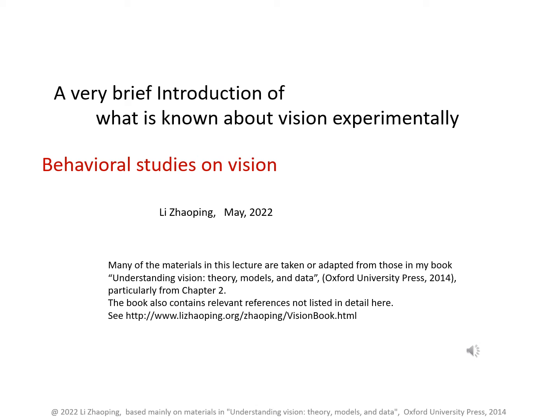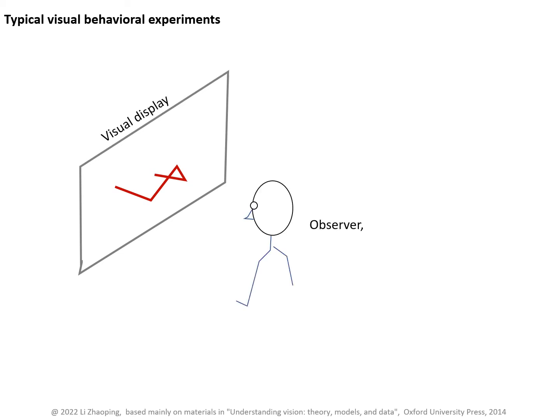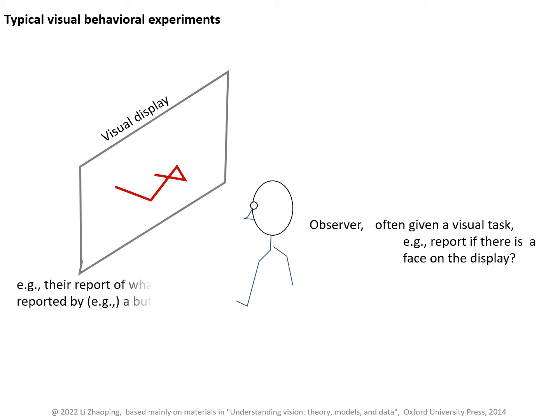Behavioral studies on vision. A typical visual behavior experiment has a visual display and an observer viewing this display. The observers are often asked to do a task, such as to report whether they see a face in the picture shown on the display screen. And the experiment observes how observers behave or react to visual inputs. For example, to observe their perception, these observers are often asked to report their perception, for example, by pressing buttons.